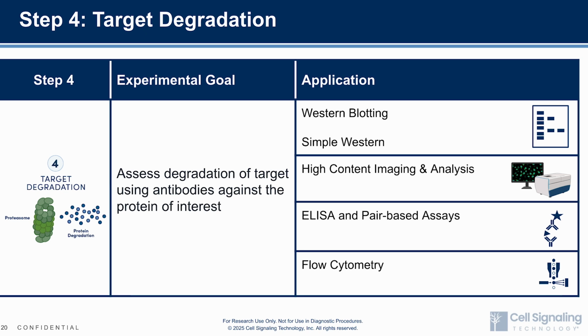Western blotting, simple Western by ProteinSimple, is very frequently used to assess degradation, but it's also done in things like high content imaging and analysis. You can use ELISA and other types of plate-based assays to quantify that level of degradation, as well as flow cytometry.